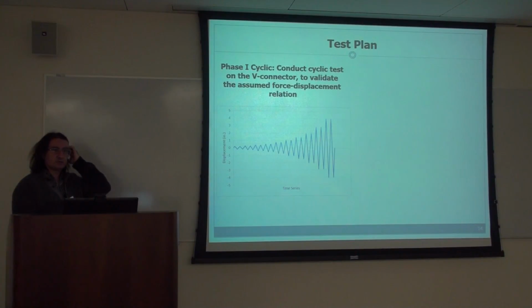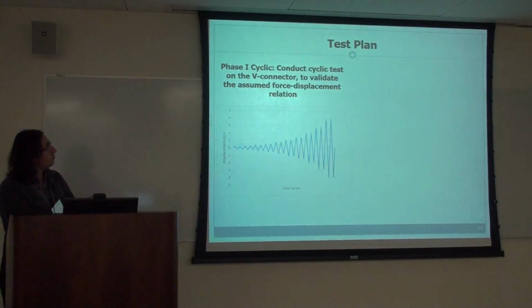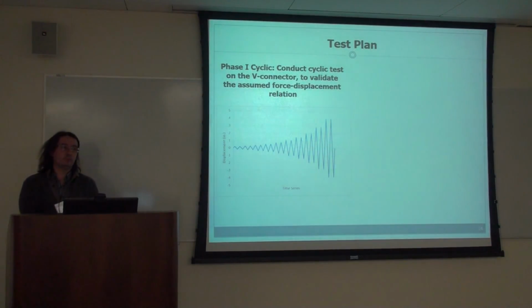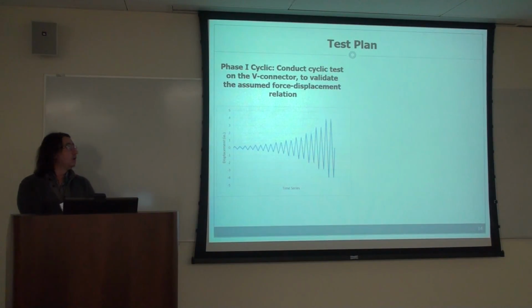Here the test plan consists of 2 phases. First is the cyclic. As I mentioned, we have a force displacement relation, but it needs to be validated before doing any hybrid simulation. Therefore, this first phase will be used to validate that force displacement and to inform us if we need to make any changes in the hybrid simulation setup.